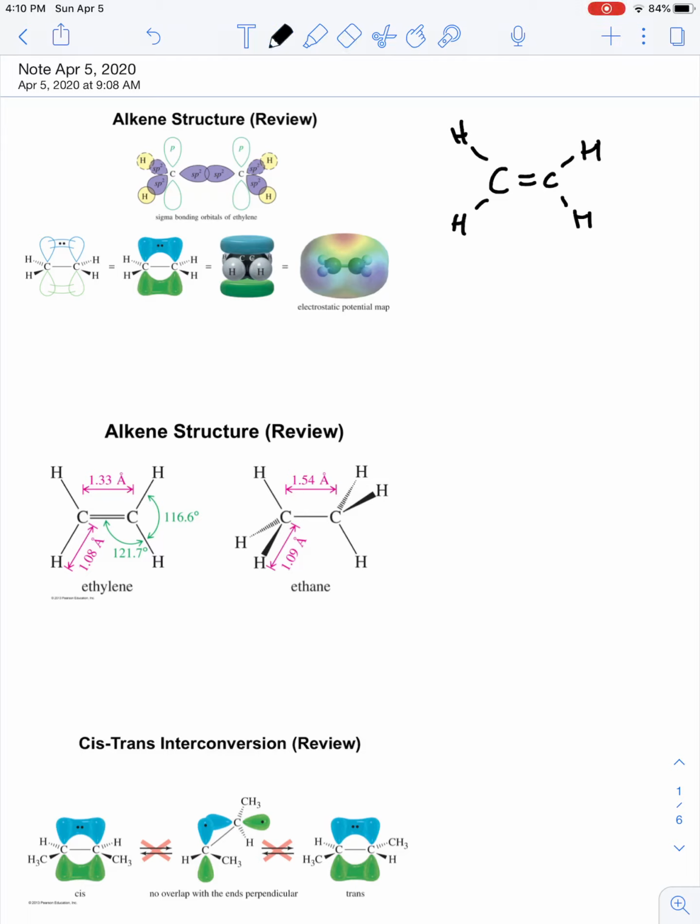Hi everyone, today we're going to get started with chapter 7. So in the beginning we're going to talk a little about the alkene structure. This mostly should be review from chapter 1. So let's look at ethylene. The formula for ethylene is C2H4.